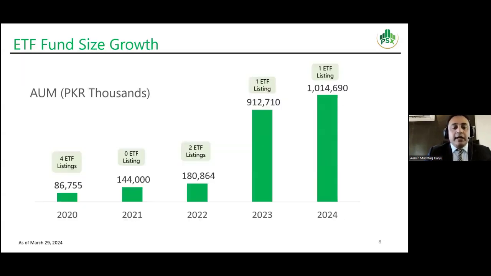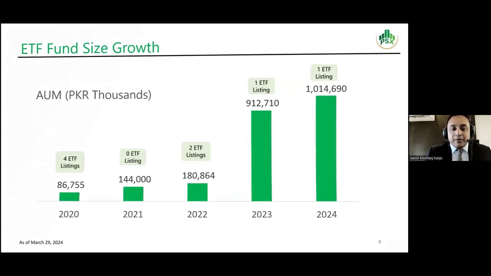In terms of local AUMs, we started the ETF listing in 2020 during the COVID times, where we listed 4 ETFs. At that time, assets under management in our local market were somewhere around 86 million. As of now, it's around 1 billion. Although it's still a small size compared to the mutual fund industry, it shows how the demand is growing, and we still have to work much harder to increase ETF products in the local market as well.